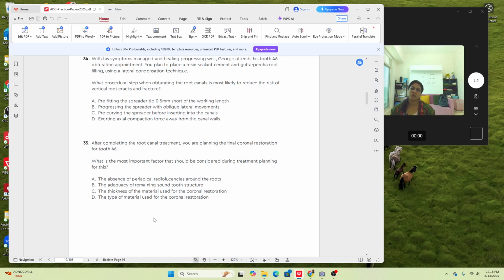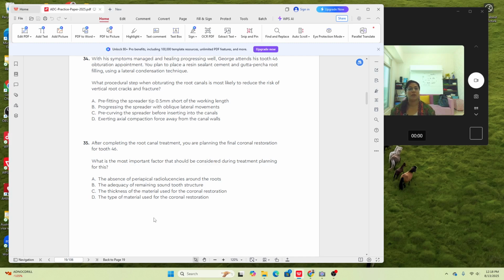If the remaining tooth structure is not enough or it is not sound, basically it's decayed or it's defective, then your restoration is not gonna stay and a microleakage will start, eventually leading to your root canal failure. You understand? So the most important factor, that's what the question is asking, the most important factor that should be considered during treatment planning for any coronal restoration, I would say not just this final coronal restoration, is the adequacy of the remaining sound tooth structure.